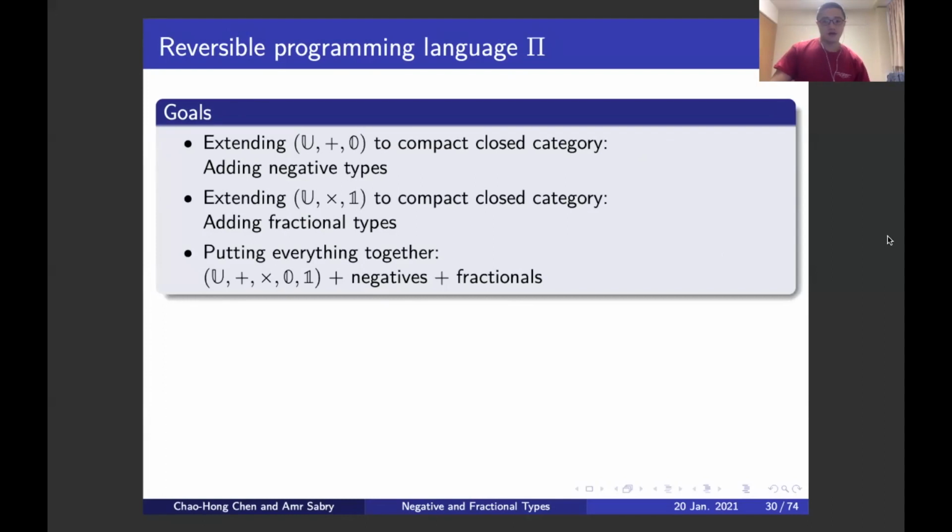Our goal is to extend the bimonoidal structure of Pi to complex categories. So we will extend the monoidal structure of sum types to a complex category by adding negative types, and we will try to extend the multiplicative monoidal structure in Pi to a complex category by adding fractional types. And in the end, we will put the two things together, resulting in a language which has both negatives and fractionals.